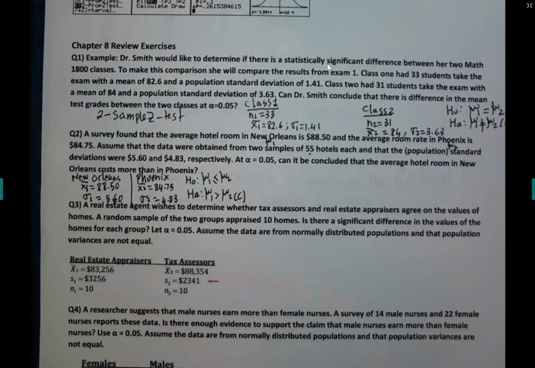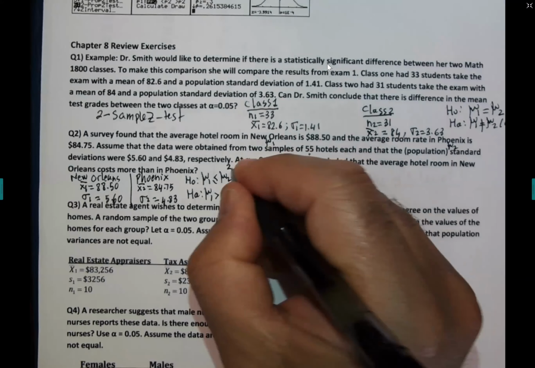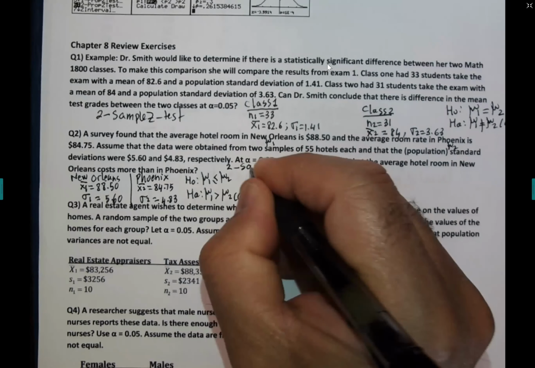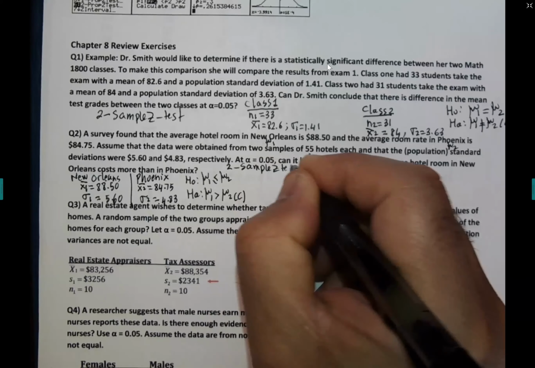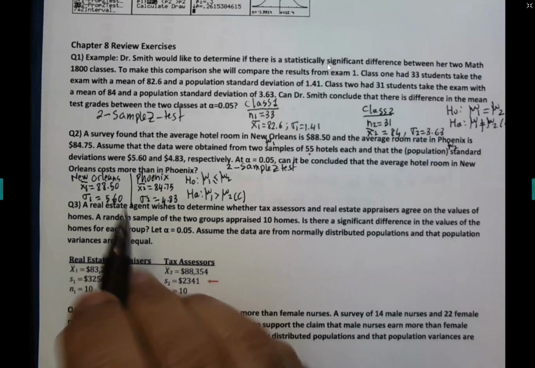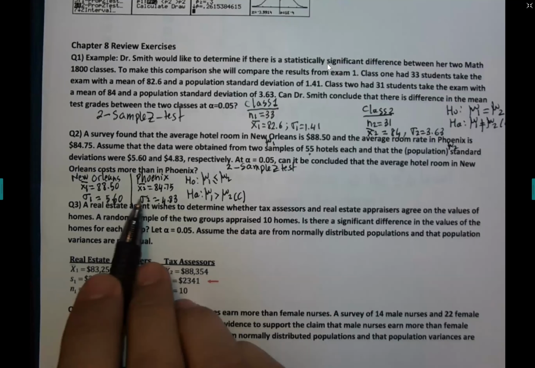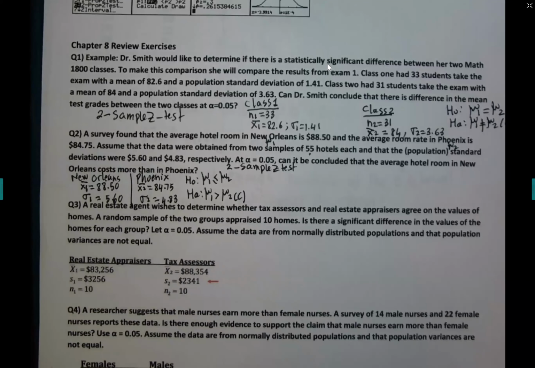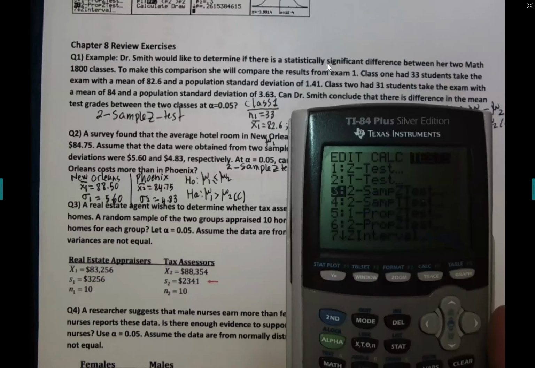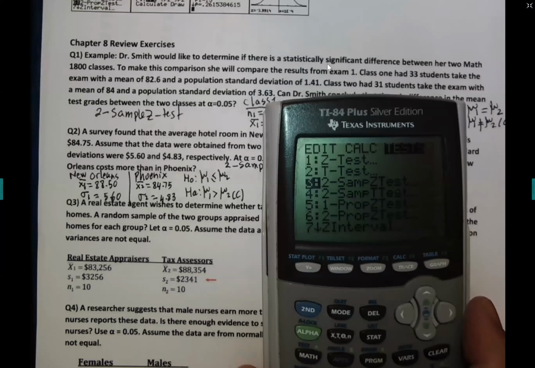Okay, it is a 2-sample z-test again. And if you ask me why z-test, because he gave me sigma 1 and sigma 2. Stat, tests, 2-sample z-test, and let's run the test. Enter.